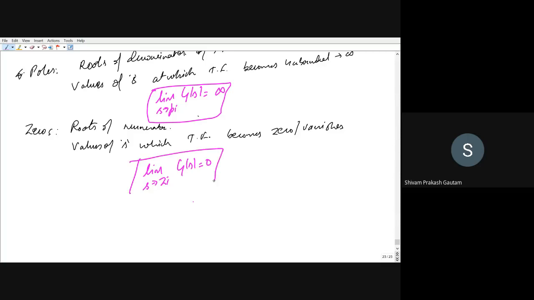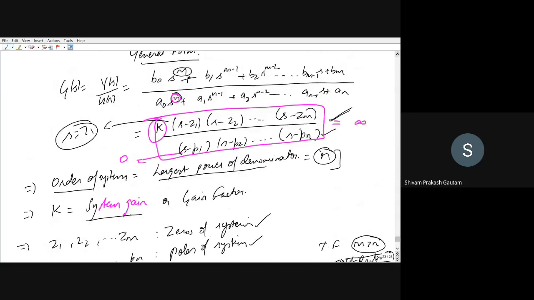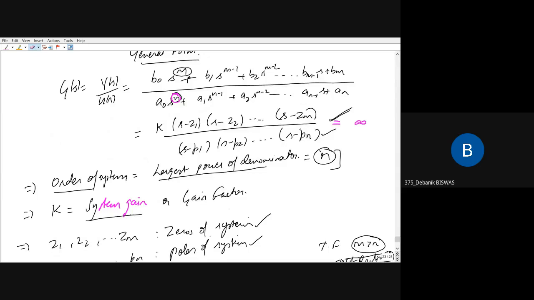Will you repeat this, zeros, roots of denominator? Okay. If you again see here, this is our generalized transfer function. So what are poles? I'm saying poles are roots of the denominator. This is in the denominator, right? Can you tell me what is one pole present? That is s equal to P1.